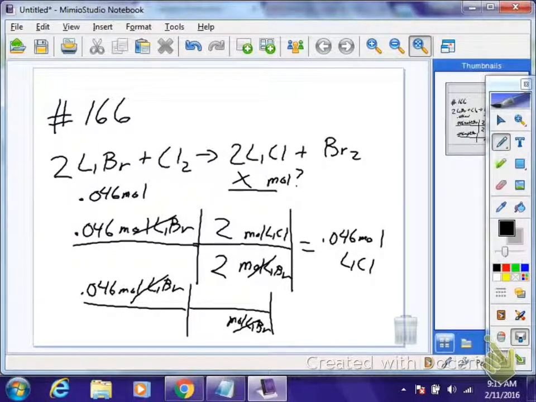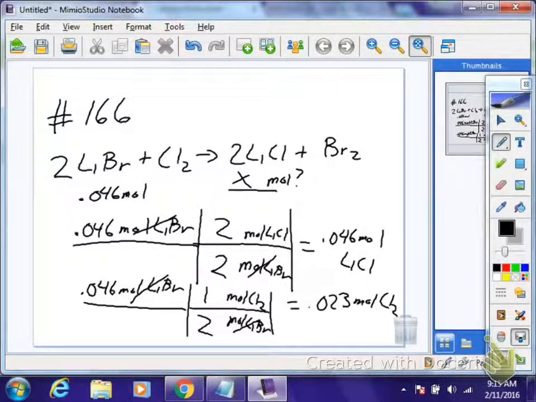So I'm going to go moles of chlorine up above. And I see that for every 2, I need just 1 chlorine. So it's going to be half as much. I'm required half as much, 2 to 1. So my answer for that one, if I was asked to solve for that, is 0.023 moles of chlorine. Any questions?